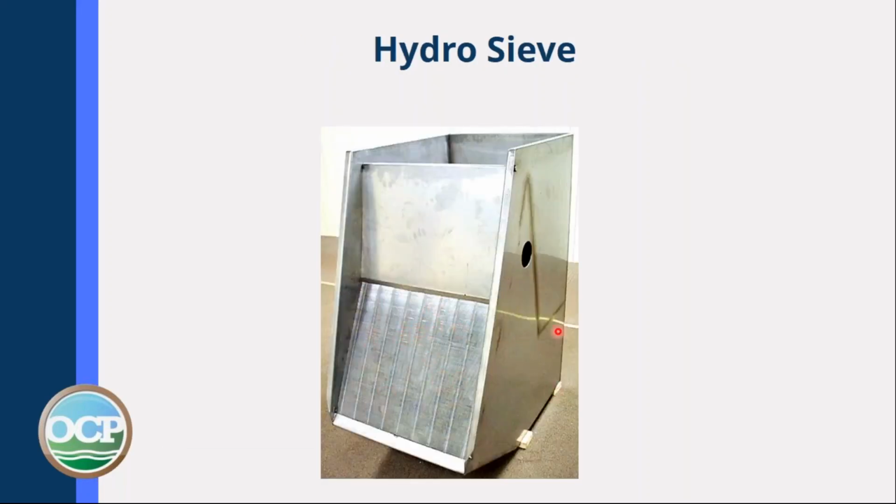Here is a very fine mesh. We call this a hydrosieve. And again, it will collect a lot of very fine particles and other things that normally get flushed down the toilet or get in the system that shouldn't be there.